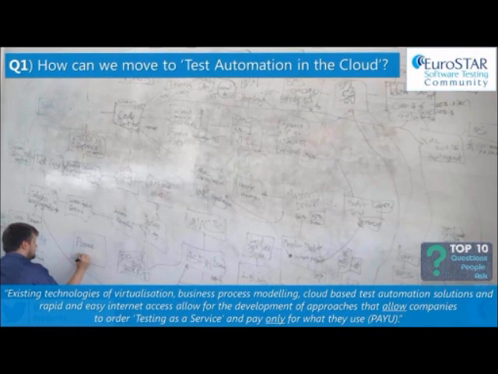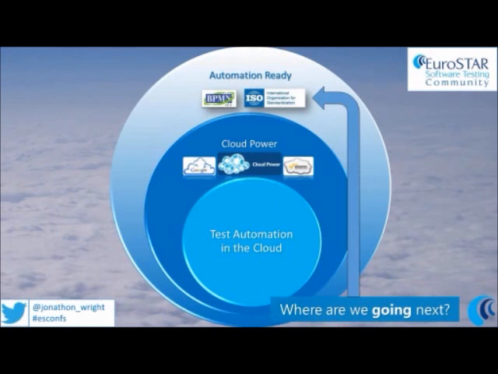So, where are we going? Well, we're first going to work out whether or not we're ready for the automation, and then we'll have a little look around at the cloud and what type of cloud we're going to need for this, and then finally how we get that test automation into the cloud.